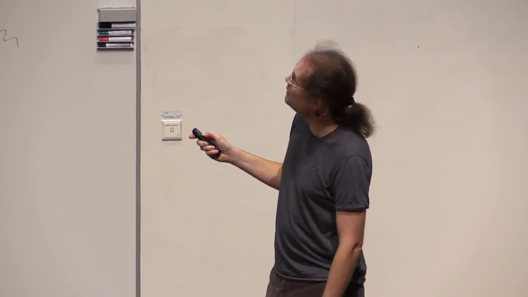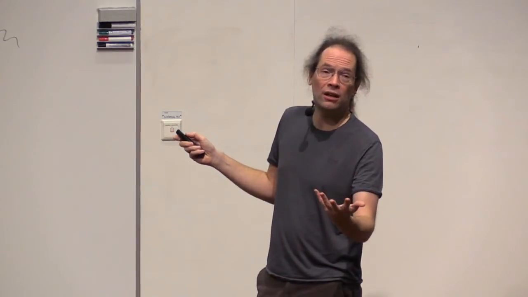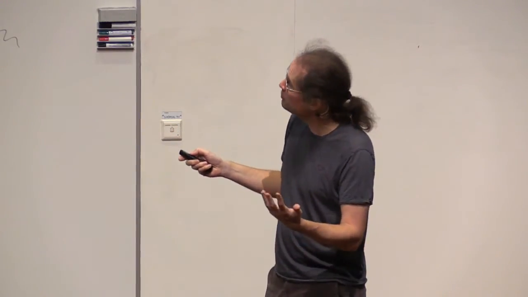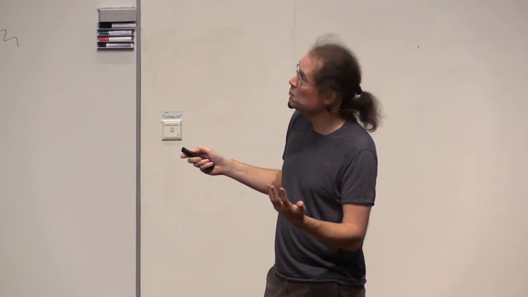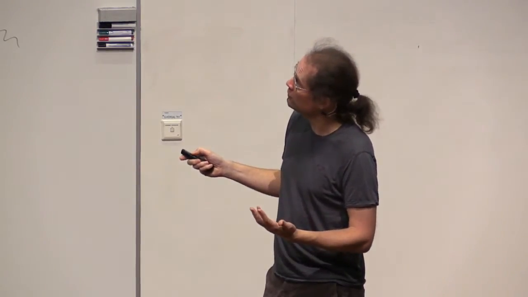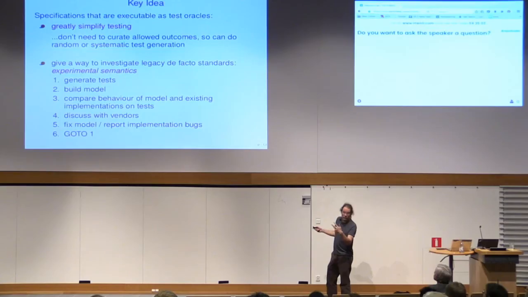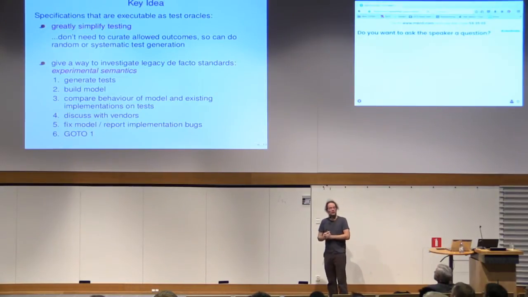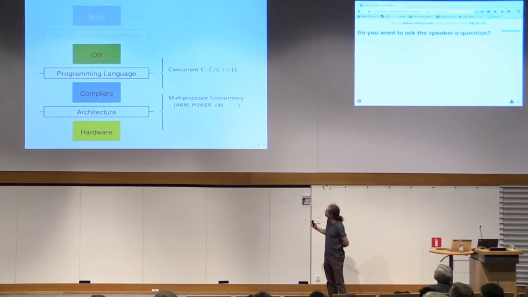It also gives you a way to investigate what these legacy standards are. You can have an experimental process in which you make some tests and build a model and compare the results of those in an automatic way, and then discuss the differences with the vendors, and then fix up the model or report the implementation bugs, depending, and then repeat. So that's the process that we've been doing for the last few years.